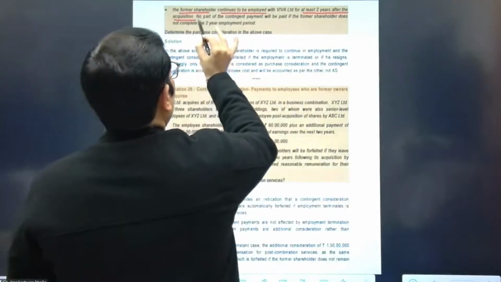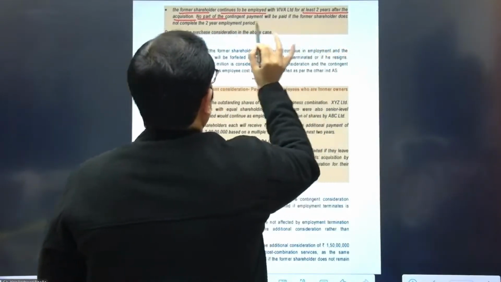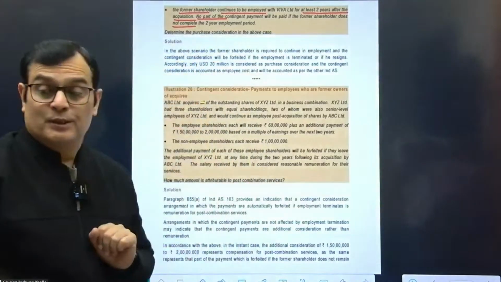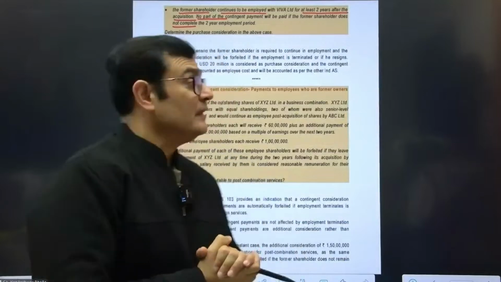So which means I am telling the shareholder come employee, you work for me for the next 2 years, then I give you the payment. Is it CCS or is it CCE? Tell me. No part of the contingent consideration will be paid if the former shareholder does not complete 2 years of service. So what do you say? And that's exactly correct. It is CCE.